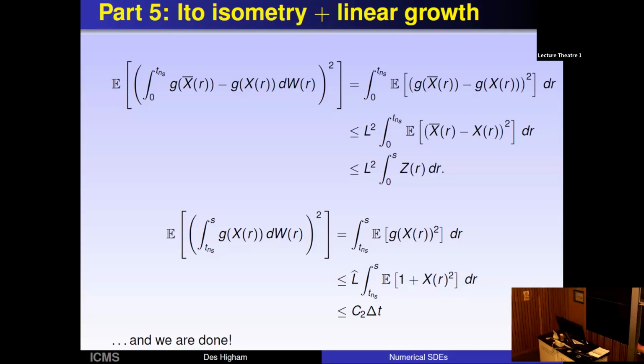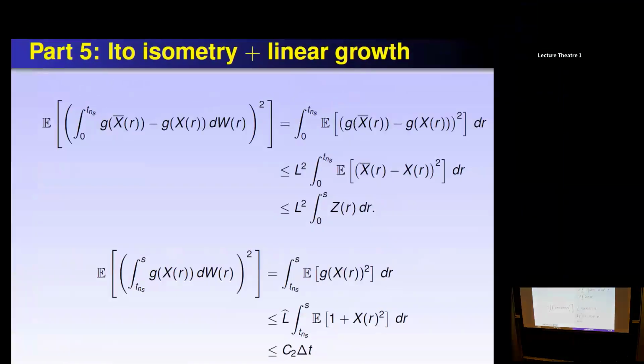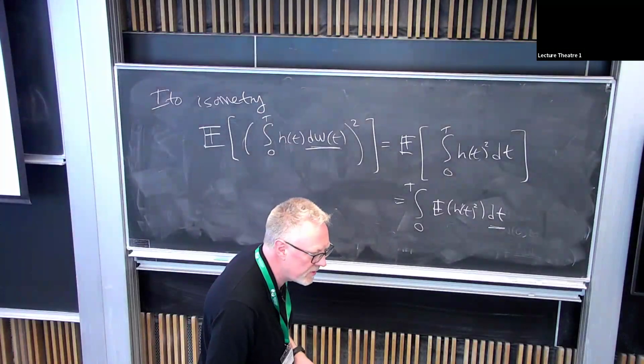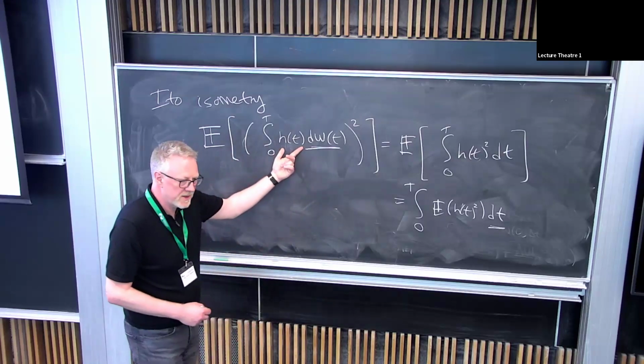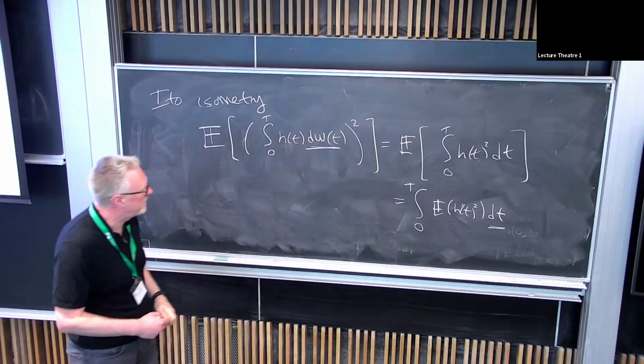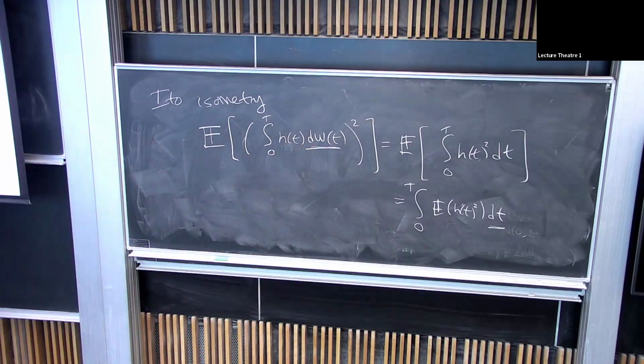Sorry, what's the H? H is a stochastic process. Okay. Because our solution here, our solution and the numerical method, are stochastic processes now.